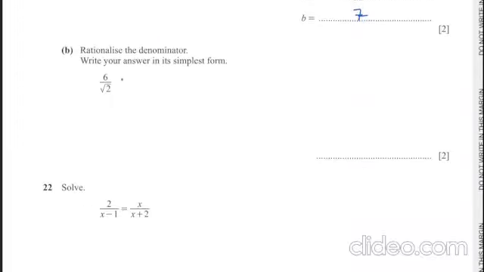Now rationalizing the denominator, so we will simply have a simple one. So 6 root 2 upon 2, root 2 times root 2 is 2, 2 and 6 cancel, so 3 root 2 will be the answer.